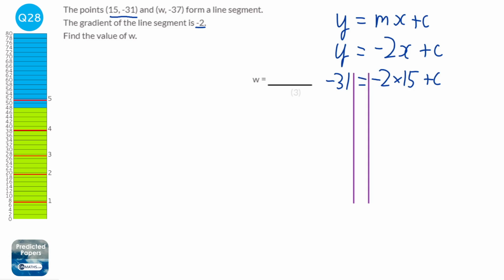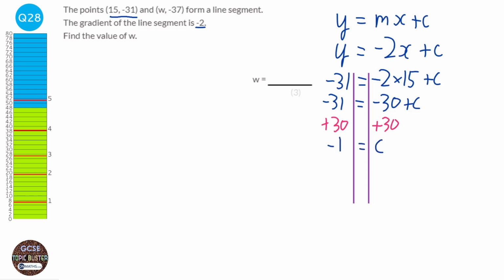So first thing I'm going to do is just tidy this up. 2 times 15 is 30, so minus 30 plus c. And I'm just going to add 30 to both sides to get c on its own. So that would be minus 1 equals c. So c is minus 1. So we now know that the equation is y equals minus 2x minus 1. And we're told that the y is minus 37, and we're looking for the x value, which they've called w.